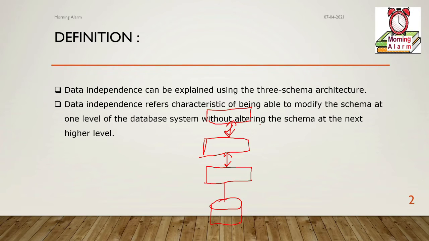If we consider this diagram, we can change the data in the internal level without modifying the data in the conceptual level. This is called physical data independence, and here logical independence occurs in between the conceptual level and the external level. We can change the data in the conceptual level without altering the data at the external level, which is called logical data independence. Let us see what it is.